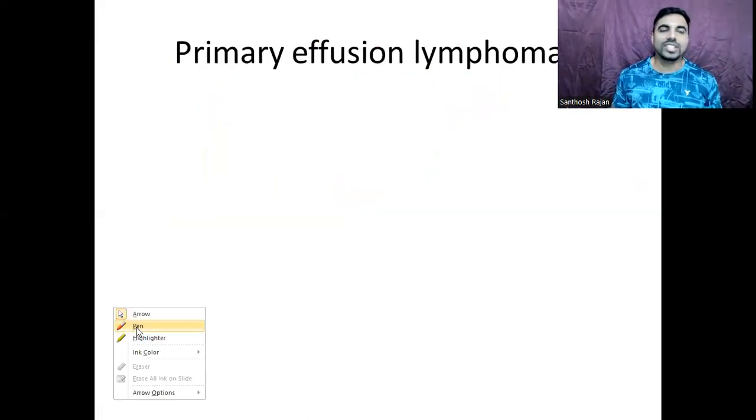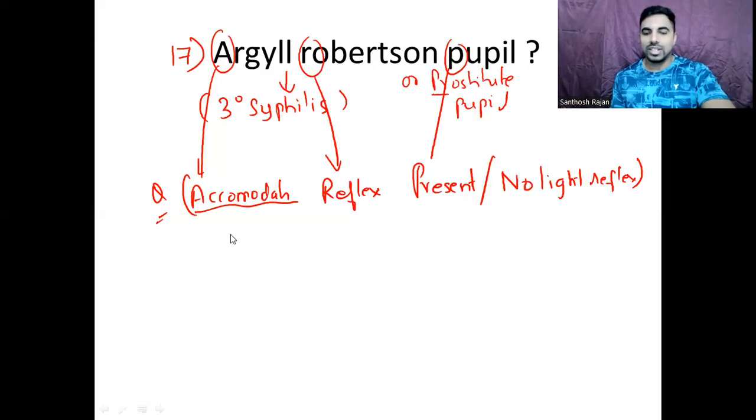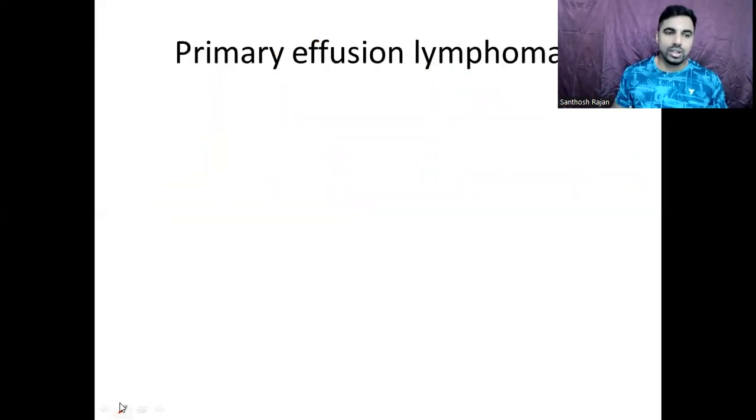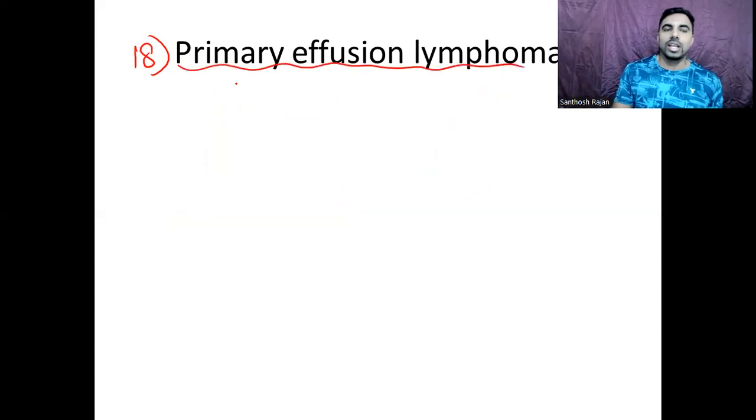I don't know if you discussed this or not, but even if I missed it in the previous discussion, I never talked about it. But usually what happened? Primary effusion lymphoma. If, I don't know, HHV-8 causes it, or what was the clue? The answer is HHV-8. Human herpesvirus 8.